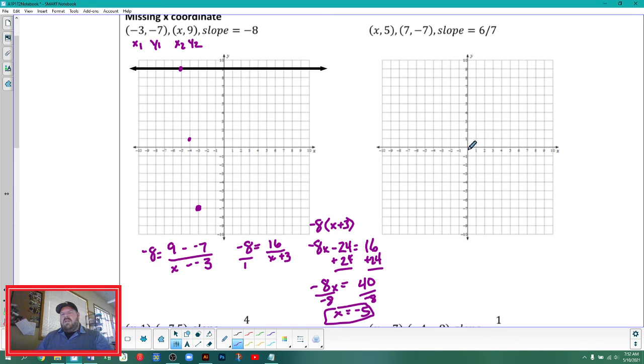Next one here, I've got the point that I know is at 7, negative 7. It's down here. And we want to figure out what x is when y is all the way up here at 5. All right, so we're trying to find this one. And it does say that it goes up. Oh man, this isn't going to make it, is it? Up 6 and over 7. So my first point's going to be over here somewhere, and then my next point's going to be even farther, but it'll probably make it.